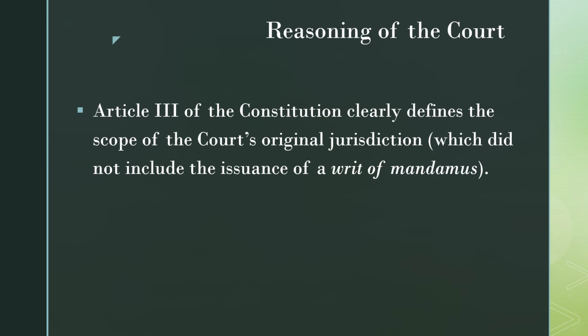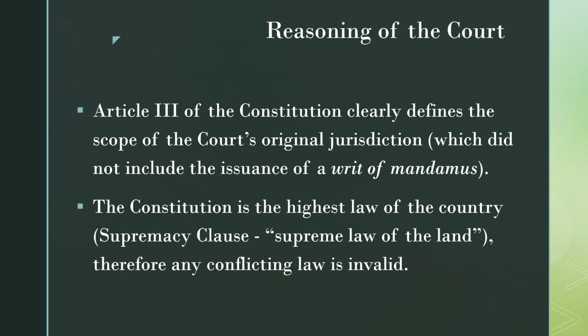Their reasoning came from Article 3, which clearly defines the scope of the court's original jurisdiction. It did not include issuance of a writ of mandamus. Also, the Constitution is the highest law of the land. So if you come up with a law that conflicts with that, then that law is invalid.